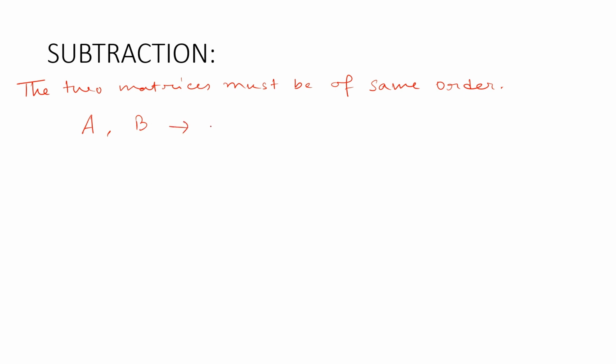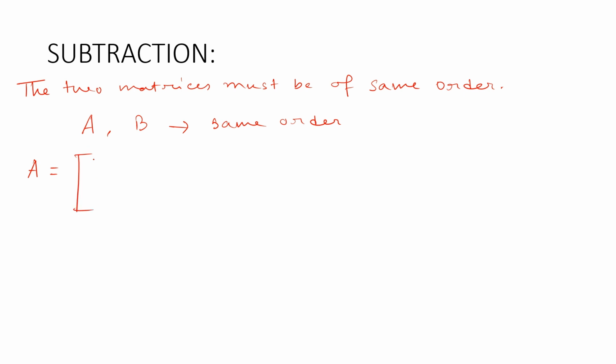In today's video, we will learn how to subtract two matrices. Like the addition, here also we have the same condition that the two matrices must be of same order. So if we have two matrices A and B, then these two matrices must be of same order. This is the condition. If this condition is satisfied by the two matrices, then only we can proceed for the subtraction.